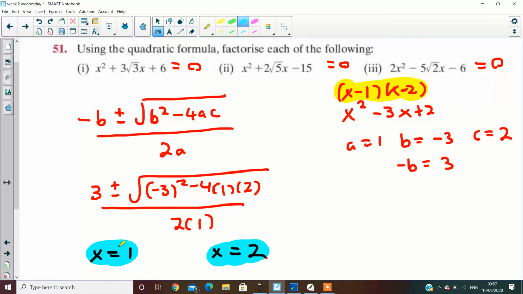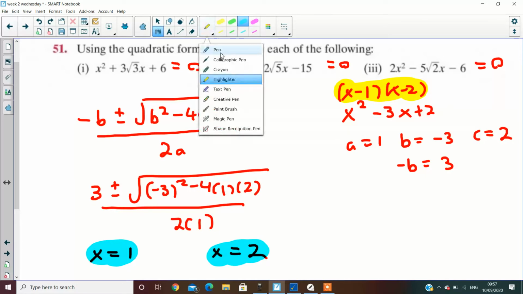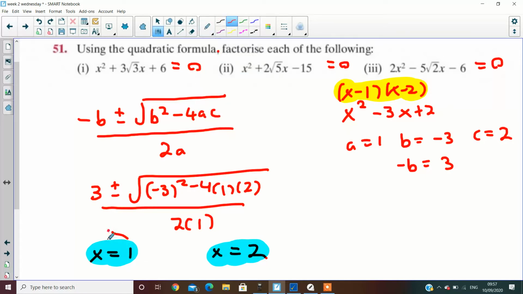How do you turn the solve answer into a factorized answer? Thomas. Put them back on the other sides. And what are you left with? x minus 1 equals 0 and x minus 2 equals 0. Then join both left-hand sides to each other, and what do you get? x minus 1 and x minus 2.